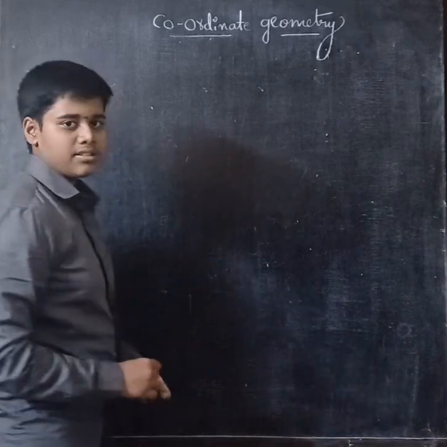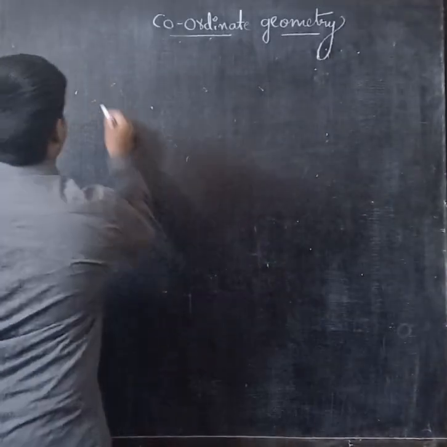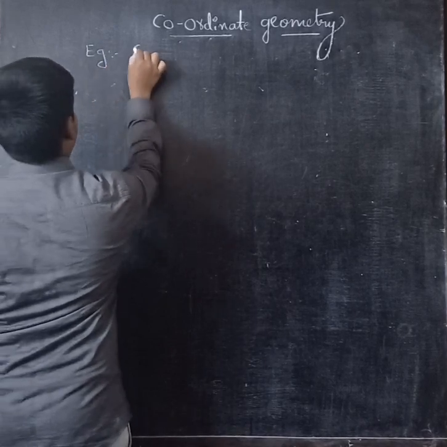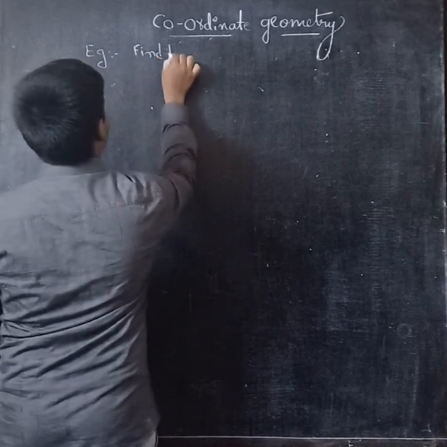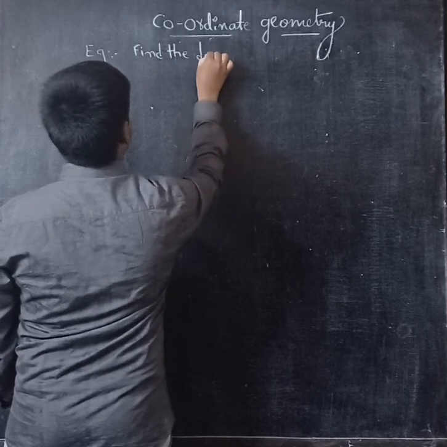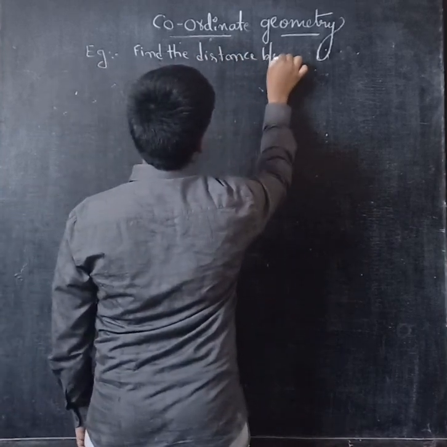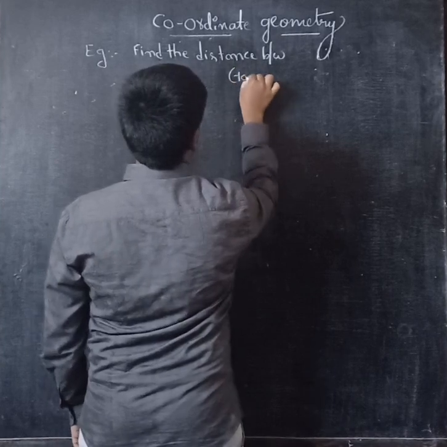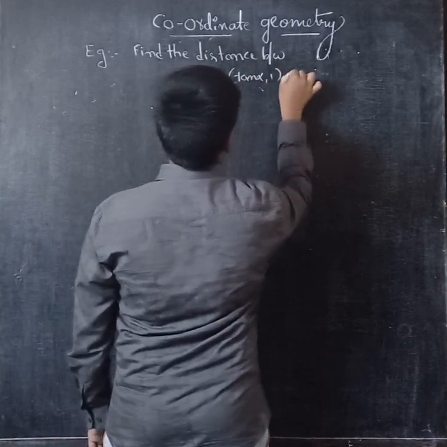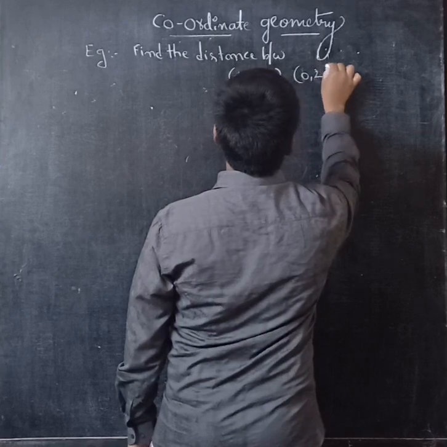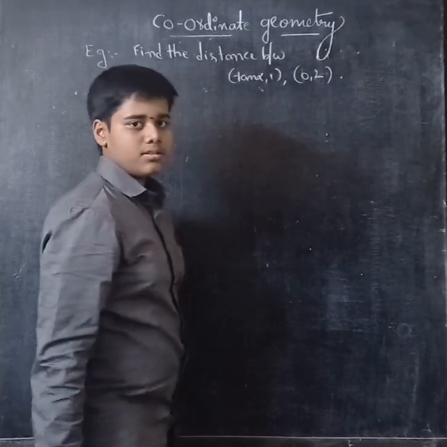we have to discuss some examples. In the first example, find the distance between (tan alpha, 1) and (0, 2).